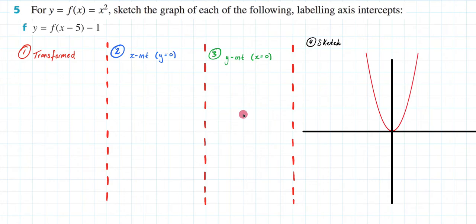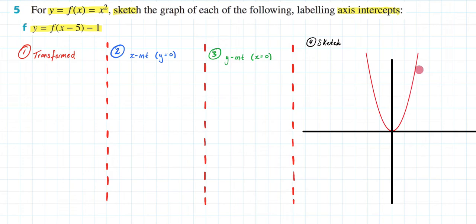We are doing exercise 7a, and in this video I'll be answering question 5f, which says, for y equals f of x equals x squared, sketch the graph of each of the following, labeling axis intercepts. And here we have y equals f of x minus 5 minus 1. As you can see, I've broken this down into a few steps. We will first find out what my newly transformed rule is. We will then find the x-intercept, then the y-intercept, and then we'll give it a sketch.